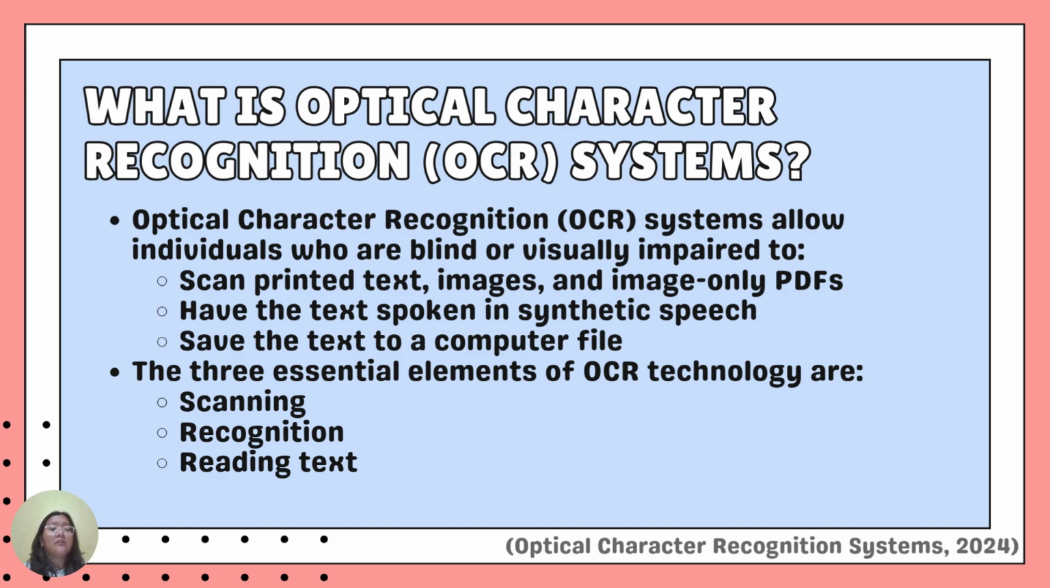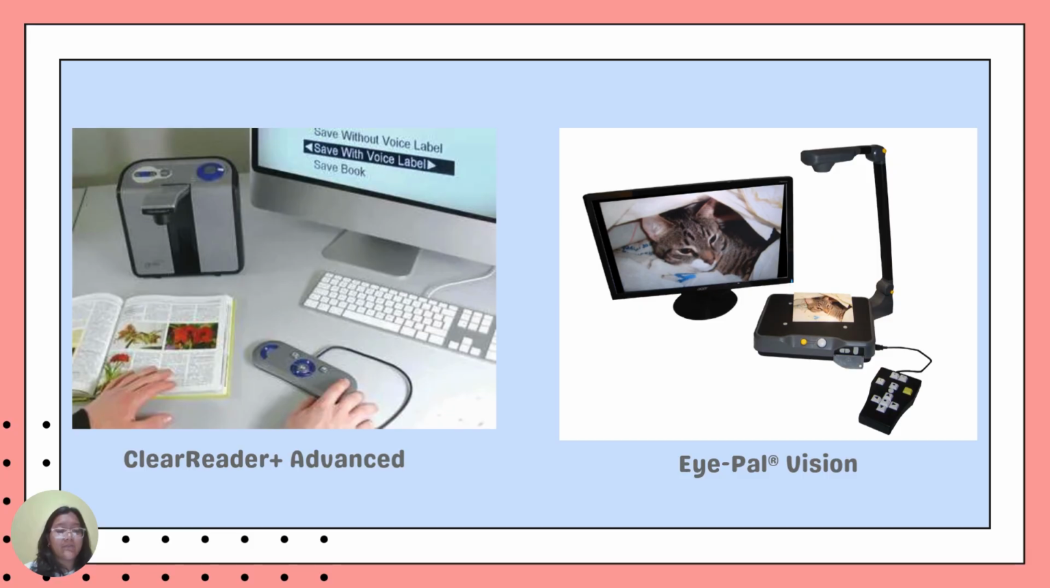What are optical character recognition systems? So, OCR systems allow individuals who are blind or visually impaired to scan printed text, images, and image only PDFs, have the text spoken in synthetic speech, and save the text to a computer file. The three essential elements of OCR technology are scanning, recognition, and reading text.